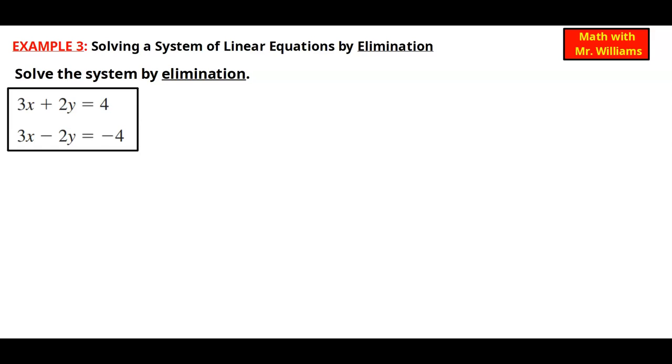Math with Mr. Williams, Example 3. Solving a system of linear equations by elimination. Solve the system by elimination. Here we have 3x plus 2y equals 4 and 3x minus 2y equals -4. Let's go ahead and write those equations down.